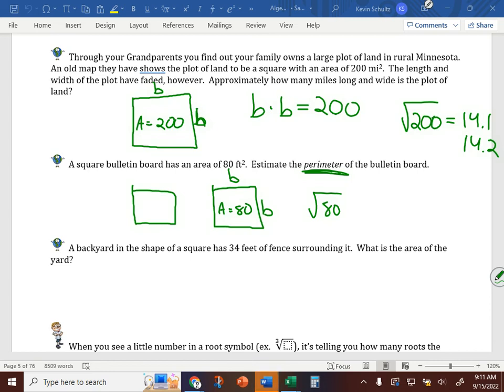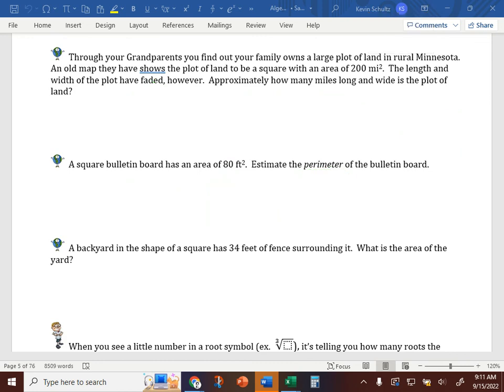Okay. A backyard in the shape of a square has 34 feet of fence surrounding it. What is the area of the yard? So this time I give you the perimeter. Use that to tell me the area of the yard. And then we talk about cubed roots at the bottom, but we'll talk about that tomorrow after we're done correcting this. Okay. So your homework for tomorrow is all the Mr. Happy Pencil, all the happy globes.